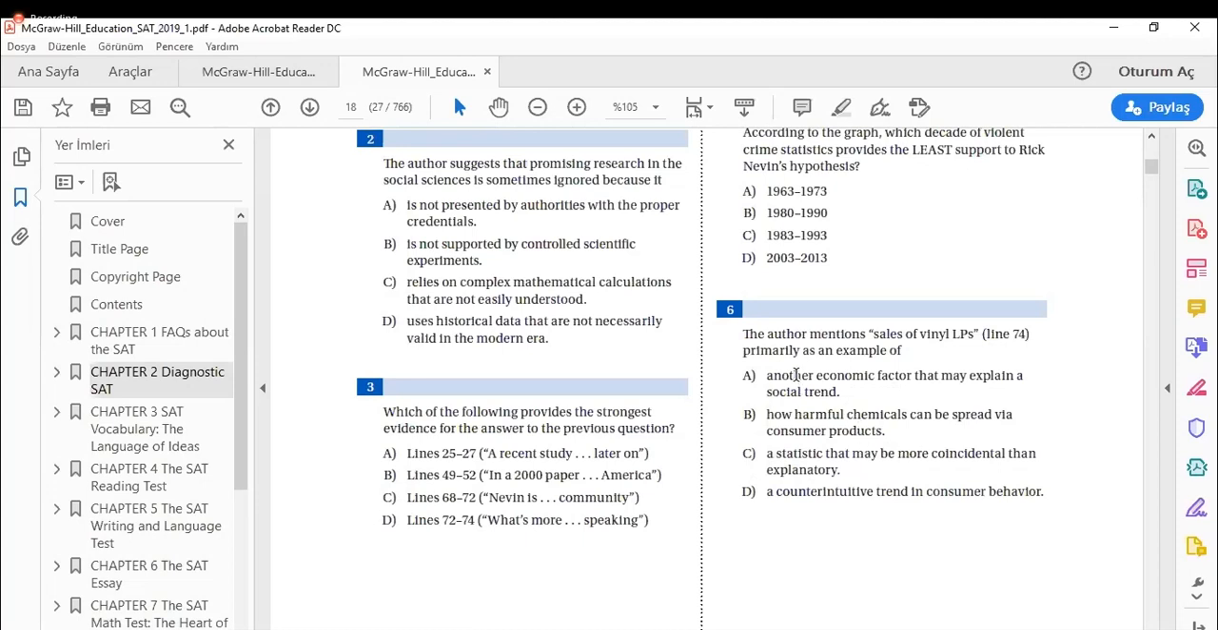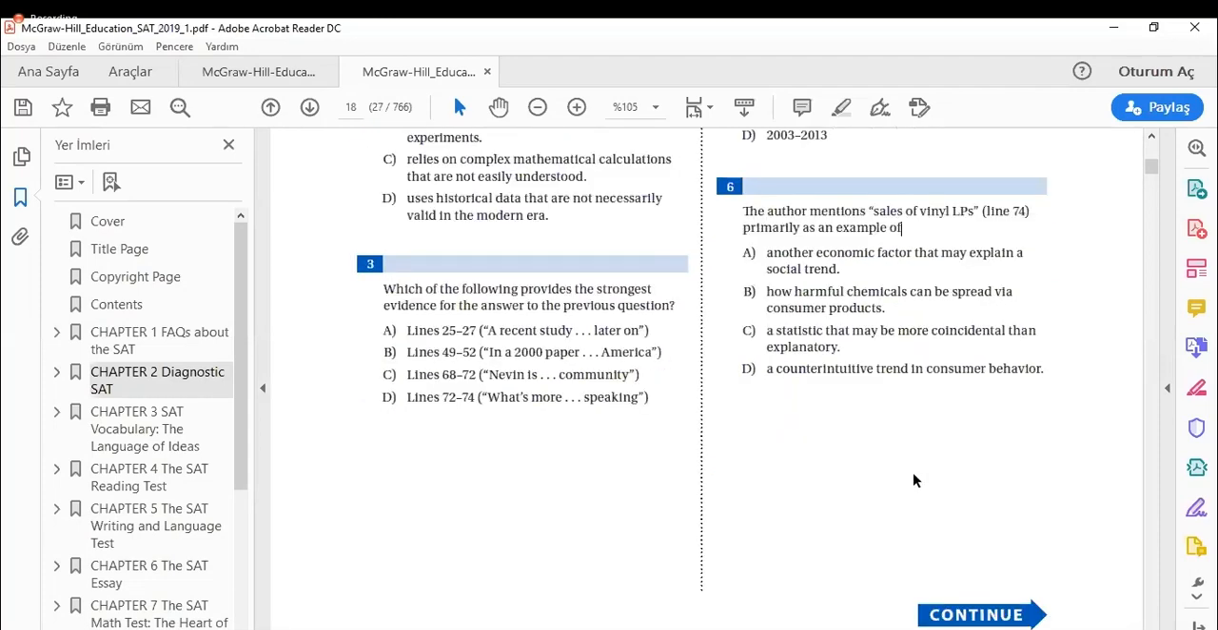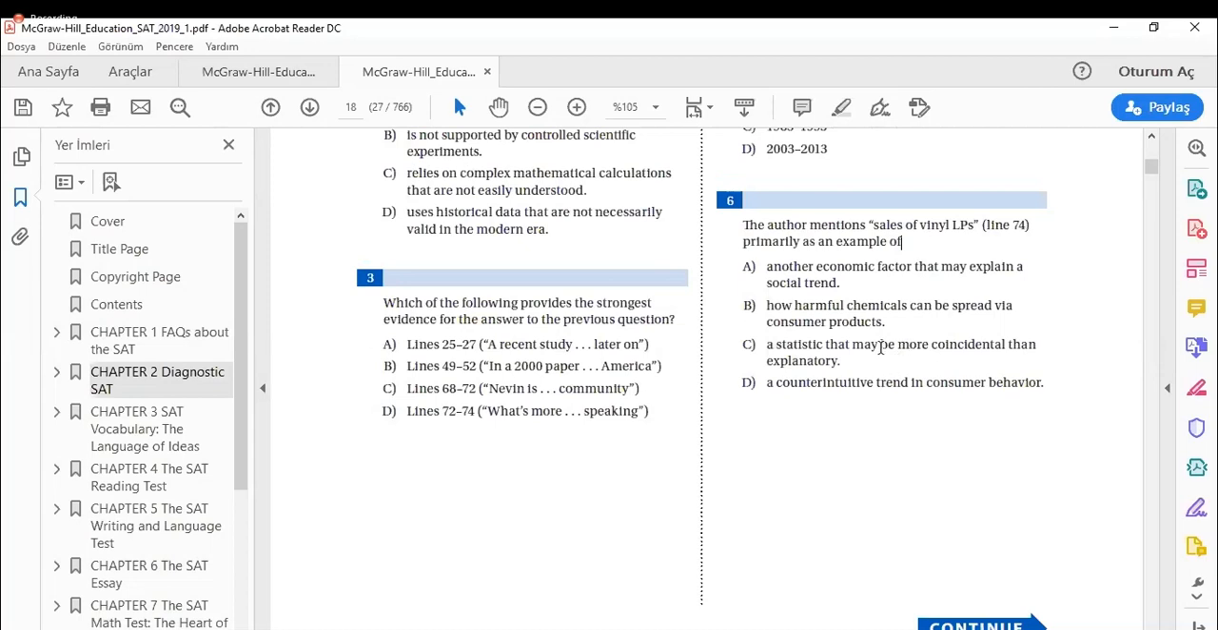All right, line 74. Let's go back to that line. Here. Sales of vinyl LPs rose in the post-war period too, and then declined in the 80s and 90s. It's showing that there's no correlation with the lead, but it also fits the graph perfectly. So is it used as an example of maybe more coincidental than explanatory? So C. Exactly. Coincidental than explanatory, C, teacher. So this is the answer. No doubt about that.